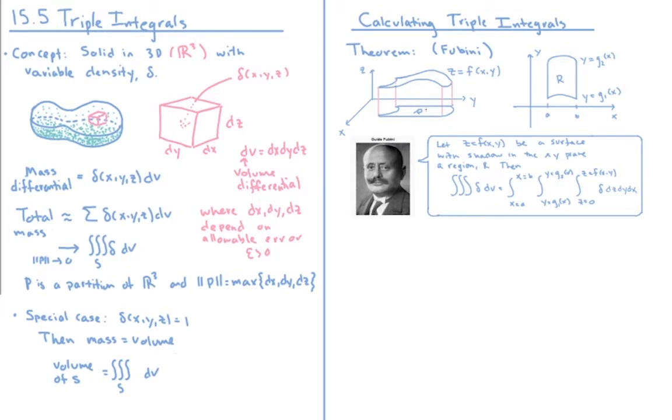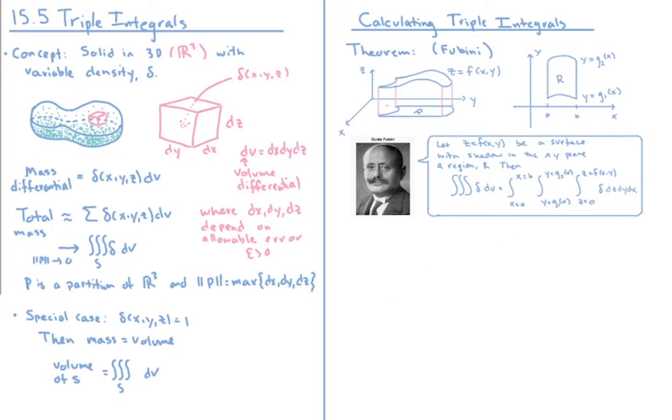All right, here we go, calculating triple integrals. Just like in 2D, Fubini is here to save us. This definition of the triple integral is a bit crazy. We don't want to do that, taking a bunch of limits and chopping things up into little boxes. So thank you, Guido. He's going to bail us out.